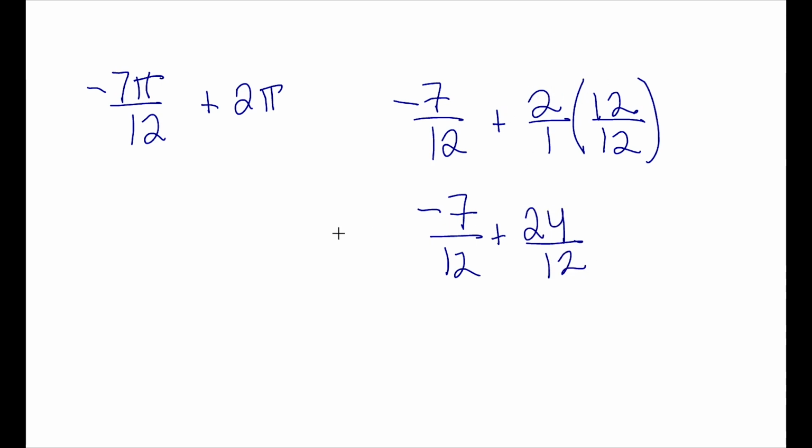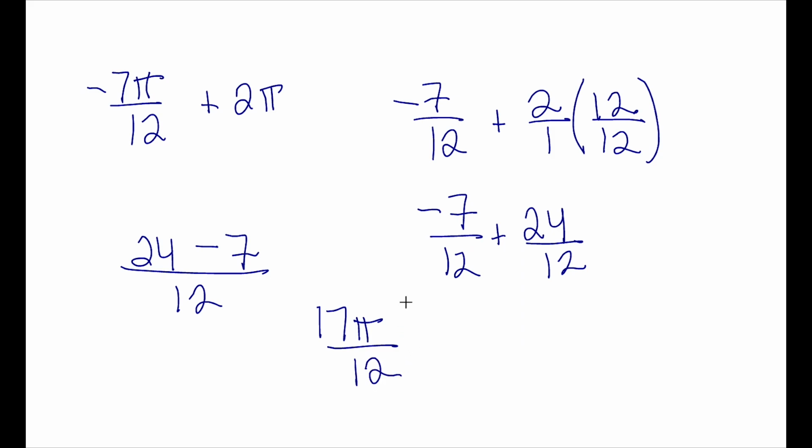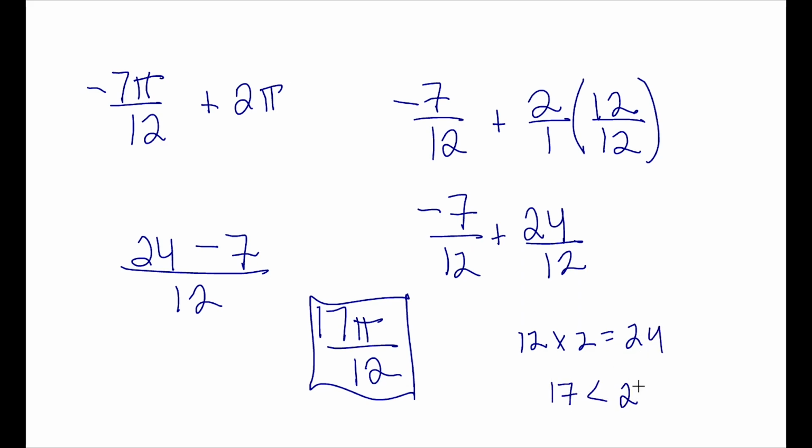Now, since it's addition, you can switch the order if it makes it easier for you. So negative 7 plus 24 or 24 minus 7 will give you the same answer. 24 minus 7 is 17. Add your pi back into your answer. 12 times 2 is 24, and 17 is less than 24, so the answer is in the correct range.